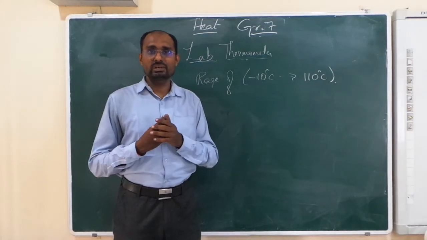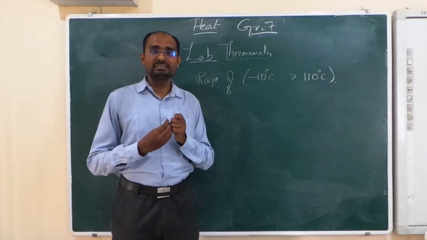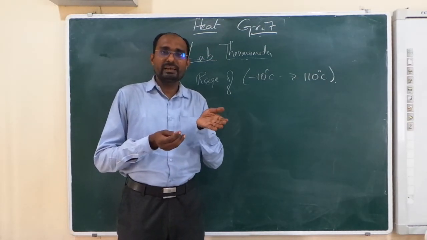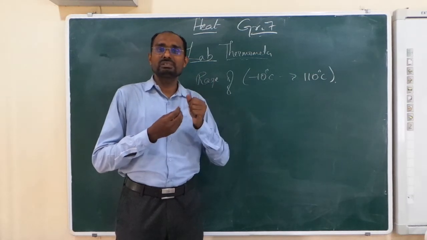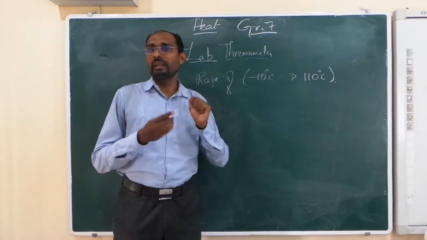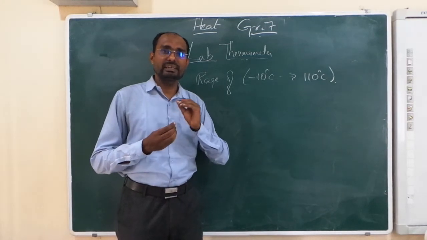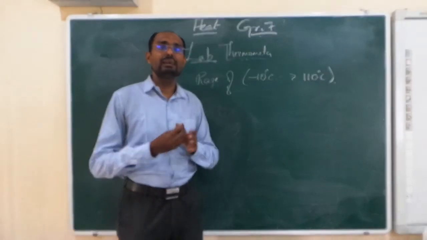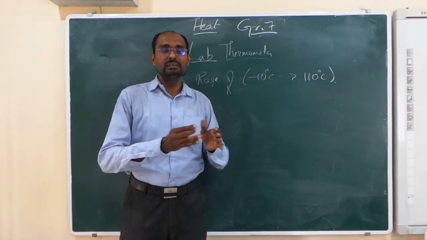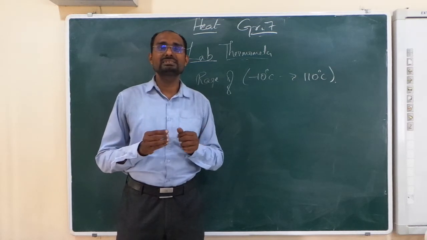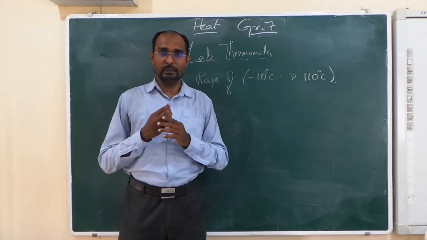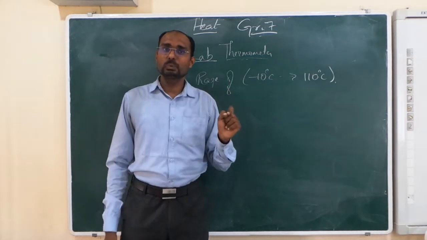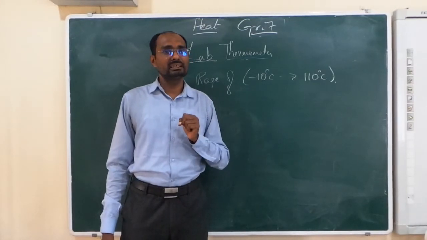Water also expands on heating, but the problem is it does not expand evenly. Up to a certain temperature, it will expand less, and if the temperature is beyond that, the expansion will be more. Whereas in the case of mercury, it is not like that. The expansion is uniform. That's the reason why we use mercury as a thermometric liquid. The liquid used in a thermometer is called a thermometric liquid. So this is about the laboratory thermometer and the reason why we use mercury in the thermometer.